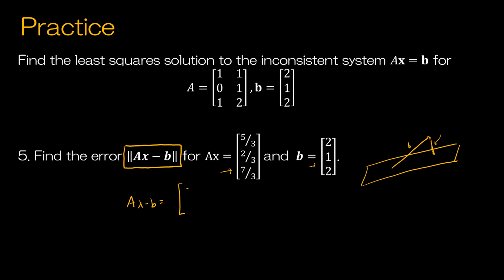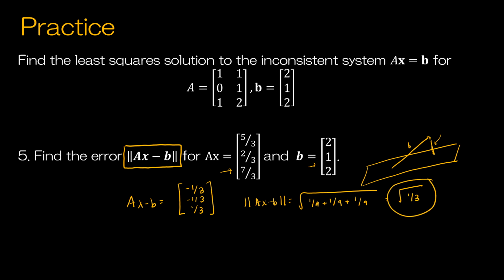I've rewritten AX and B here. So 5/3 minus 2 is negative 1/3. 2/3 minus 1 is negative 1/3, and 7/3 minus 2 is positive 1/3. So we want to find the distance of AX minus B, which would be the square root of negative 1/3 squared plus negative 1/3 squared plus 1/3 squared, which is the square root of 3/9 or 1/3, and that would be our solution. Typically, you would probably report that as a decimal, so you would just find the decimal equivalent for the error.